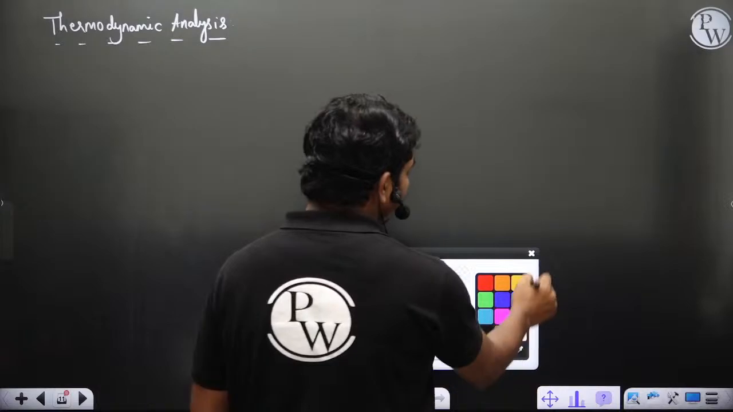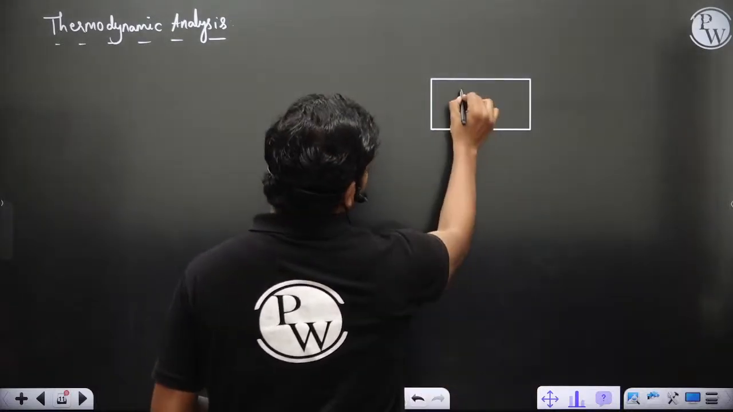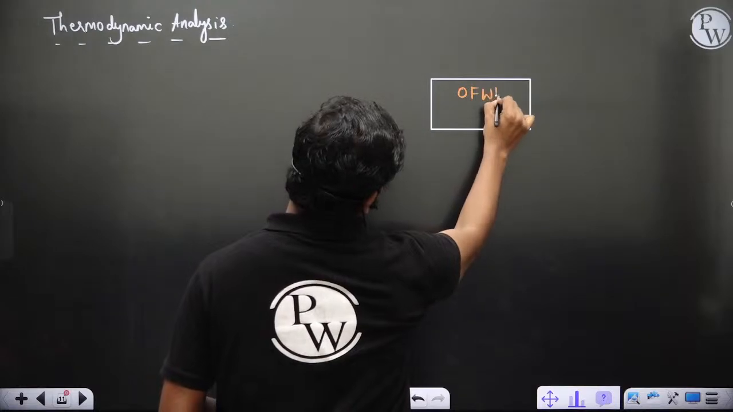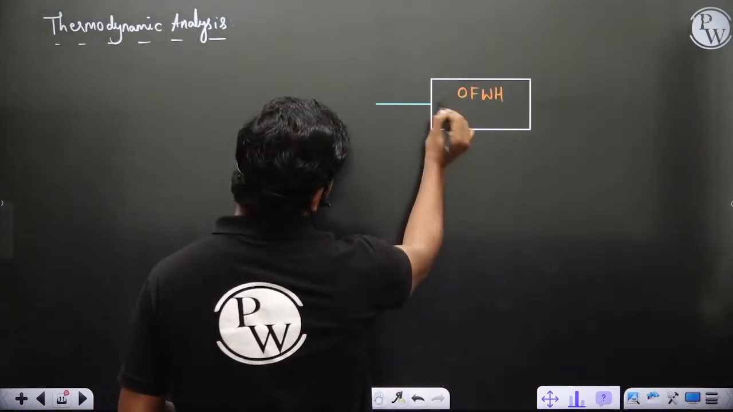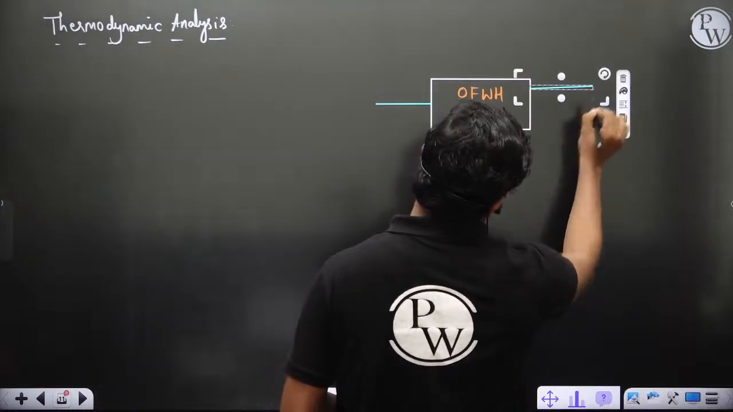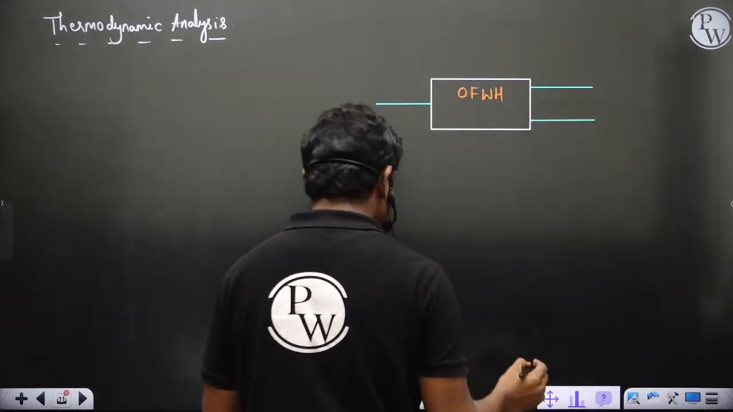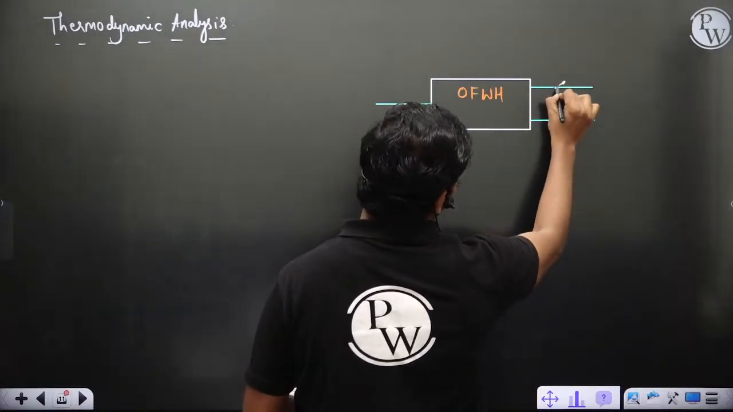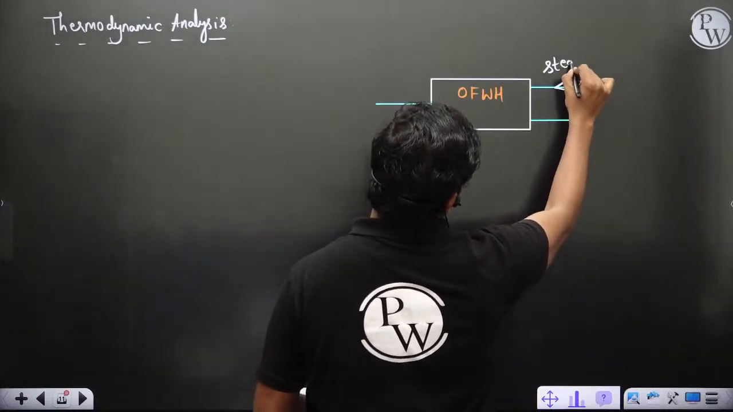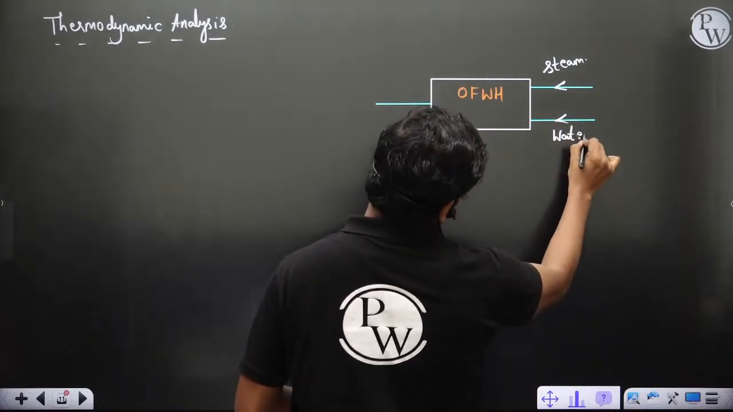So if you have this open feed water heater, now let's say there is some outlet which is coming like this. There are 2 inlets. One is this steam and another is the one from the pump. So you can see this is steam which is bled out, and here this is water which is coming in.